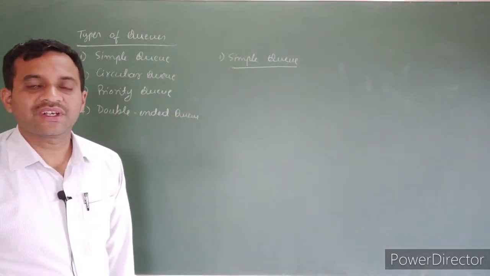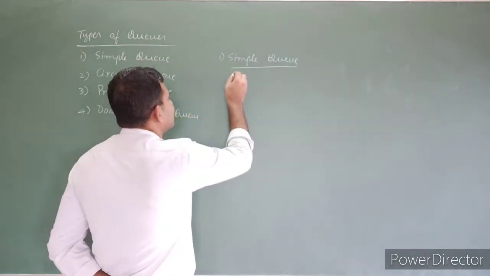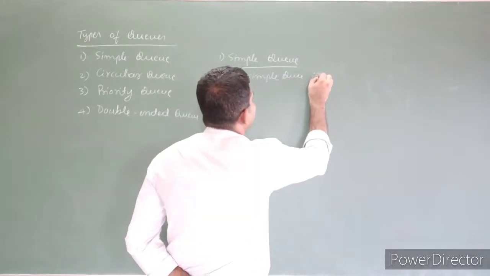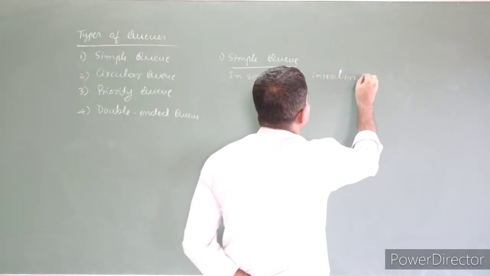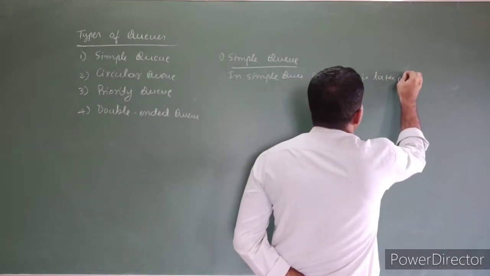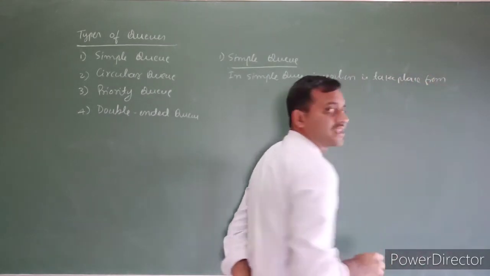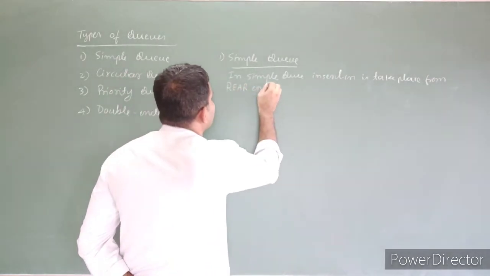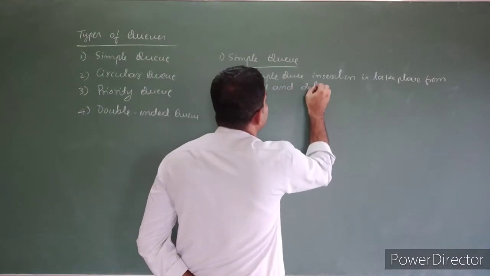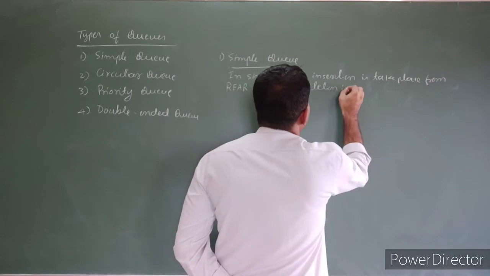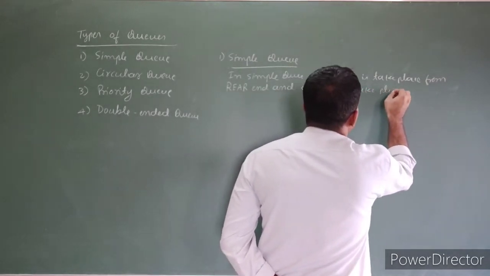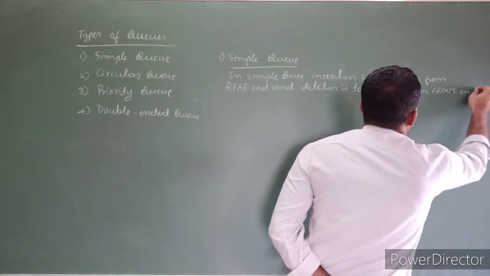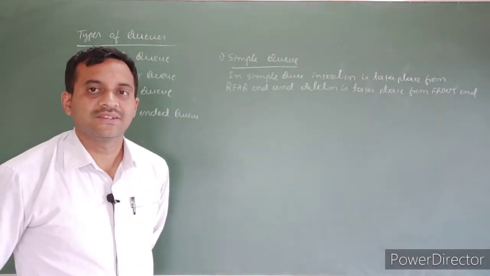Simple queue. In a simple queue, it is the same as the definition of queue. In a simple queue, insertion takes place from the rear end, and deletion takes place from the front end. Deletion takes place from the front end. That is called simple queue.